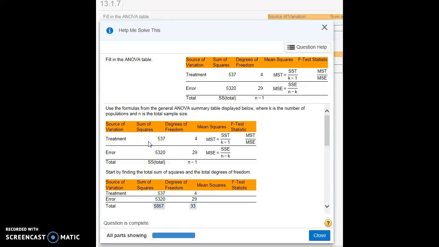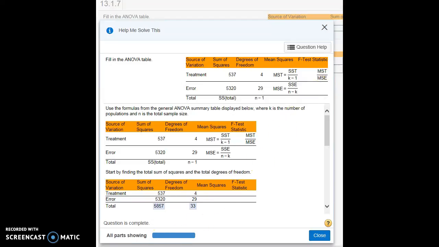So looking at this problem, the goal is to figure out the F-test statistic, which is what we want to use for our one-way ANOVA. In the calculation, it's a ratio. On top is the mean squares of the treatment, and you divide by the mean squares of the error.